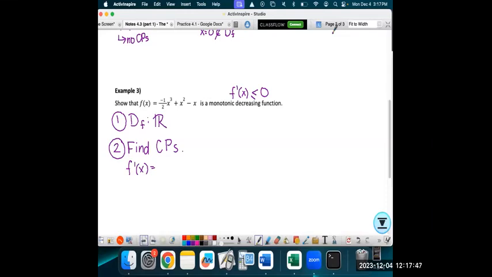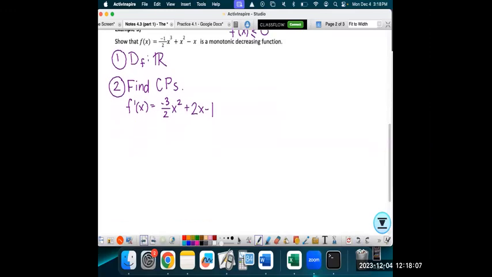Derivative of our first term would be -3/2 x cubed, or I'm sorry, x squared. Next term, the derivative would be 2x. And then last term derivative, -1. Remember, critical points occur where derivative equals 0 and where the derivative does not exist.